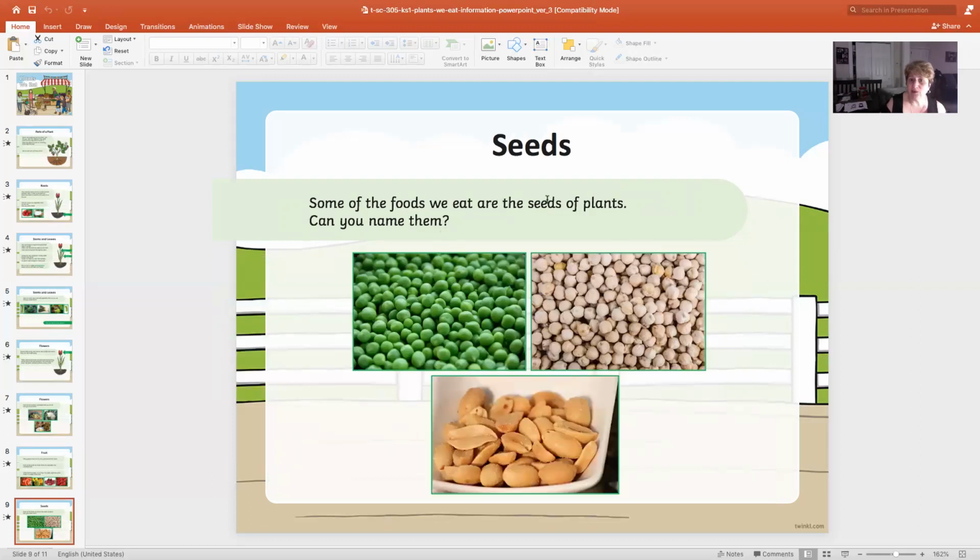Seeds. Some of the seeds we eat are the seeds of a plant. Can you name these seeds? This is a pea. This one here is beans, and this is peanuts. These are all seeds.